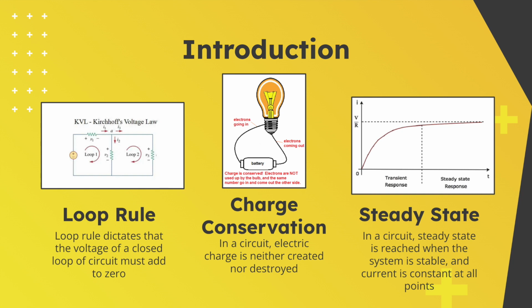The law of charge conservation dictates that in a circuit, electric charge is neither created nor destroyed. That means all the electrons that go into a resistor have to also come out of a resistor. And lastly, steady state. In a circuit, steady state is defined as when the system is stable and the current is constant at all points. If you're talking about an RC circuit, this is when the capacitor is either fully charged or fully discharged.